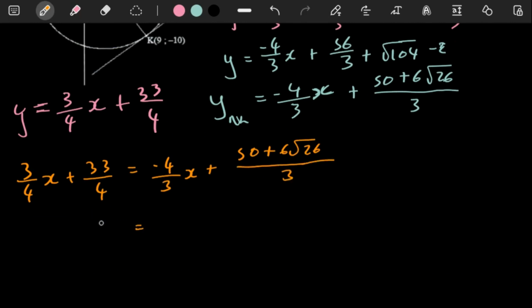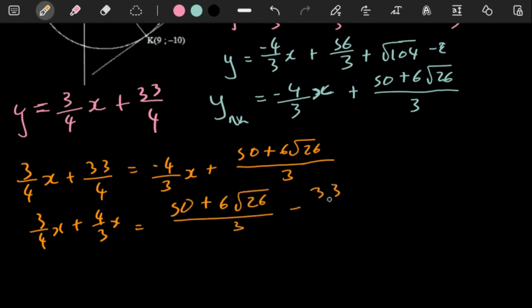Everything on one side, what you're gonna get? You're gonna get 3/4x plus 4/3x. Then this on the other side is 50 plus 6 square root of 26. Then you're gonna have minus 33/4. All this in the calculator, let's see what you get. Oh no, everything is fine. Come on, relax. You're doing okay. So 25 over 12 there with the x.